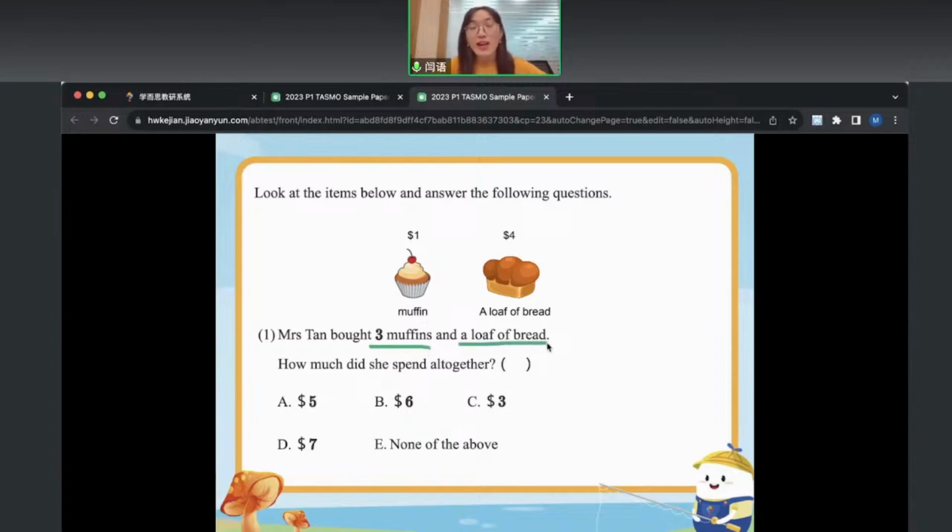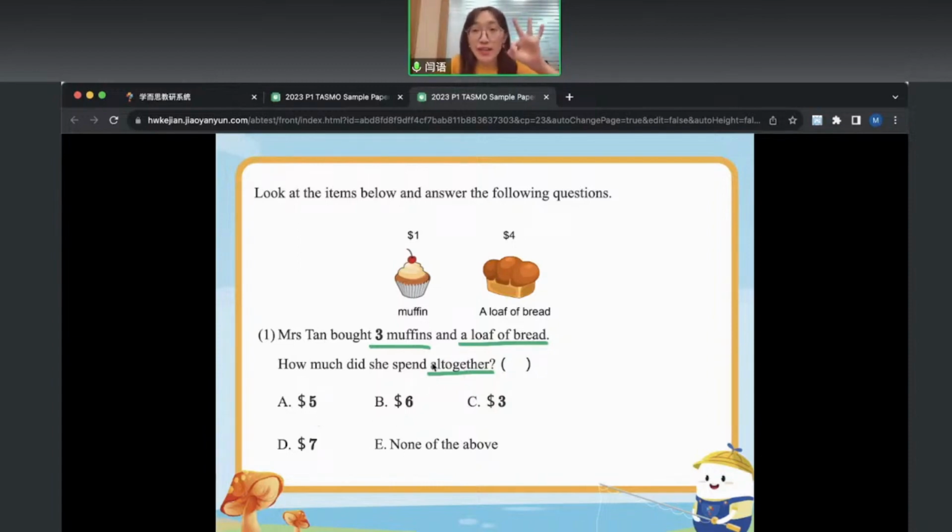Okay, and also do remember to read the question carefully. How much did she spend altogether? As long as you see the keyword altogether, usually you try to add all of them together. Plus. So can I just say, 1 plus 4 equals 5? Wow, super easy. I choose A. Is that correct? No, okay.